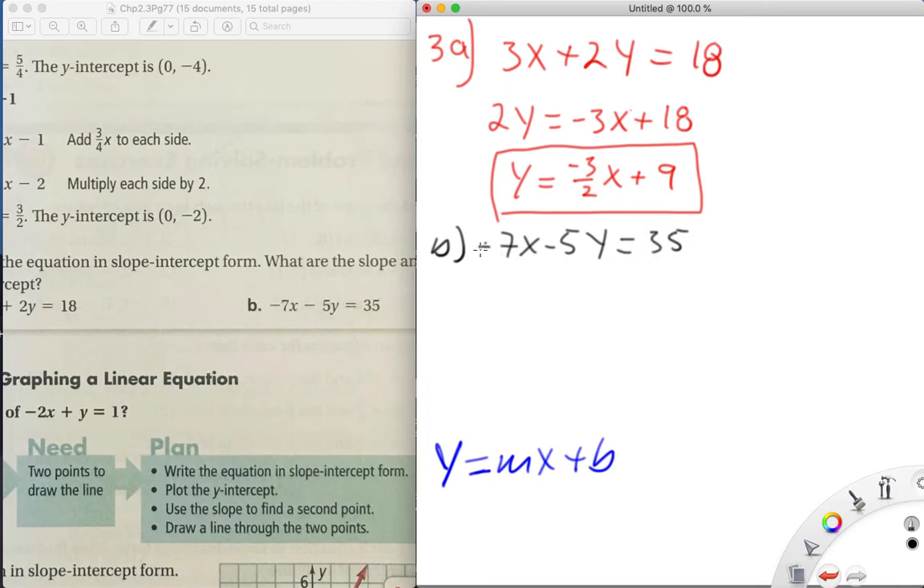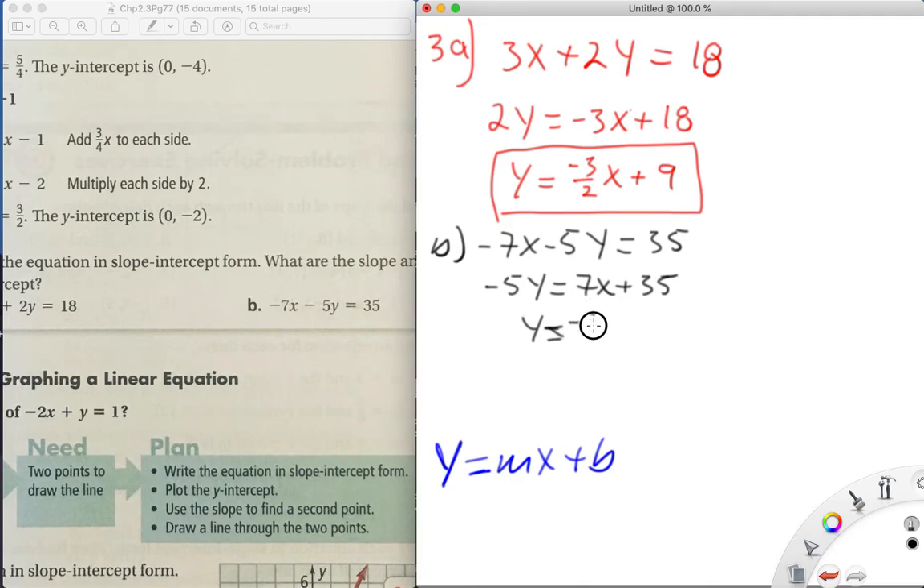The first thing I'm going to do is add the 7x to both sides. This negative sign stays with the 5. So it's going to be negative 5y equals 7x plus 35. Then I'm going to divide both sides by negative 5. So then that cancels, and that's y.